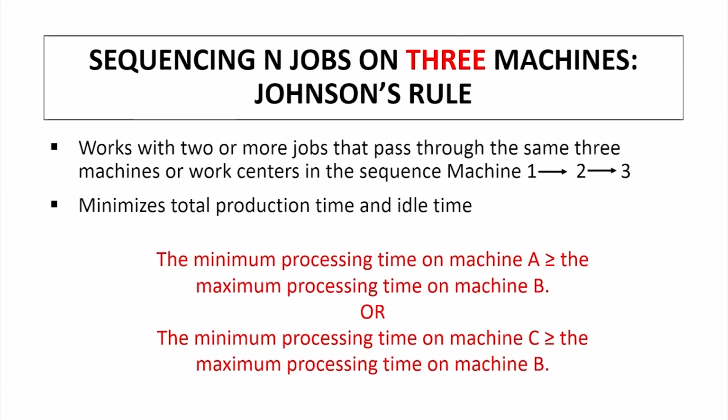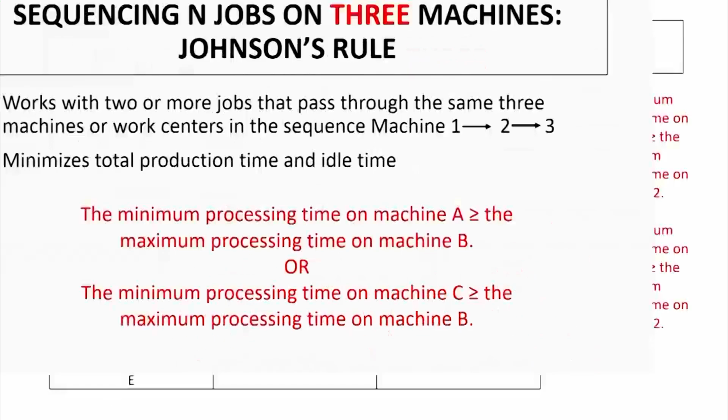What is the modified Johnson's rule and how do we apply it? To apply the modified Johnson's rule, one of 2 conditions must be met. The condition is that the minimum processing time on machine A should be greater than the maximum processing time on machine B, or the minimum processing time on machine C should be greater than that of machine B. Let us see in our case whether this condition is satisfied or not. If it is satisfied, then only we can apply the modified Johnson's rule.